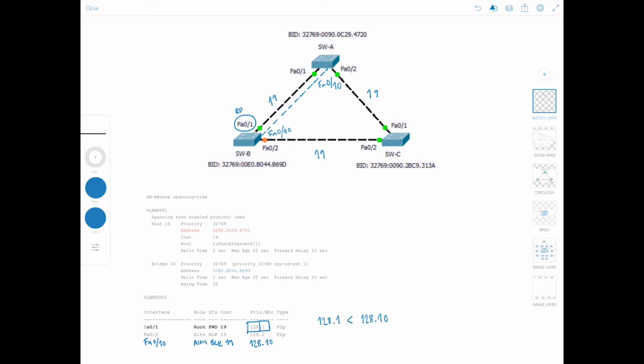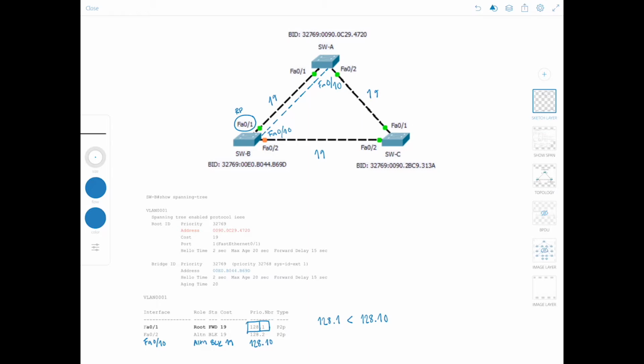So how can we change the FA0/10 interface to become the root port? Well, we can either lower the port priority on the FA0/10 interface or increase it on the FA0/1 interface. But let's do the first option.